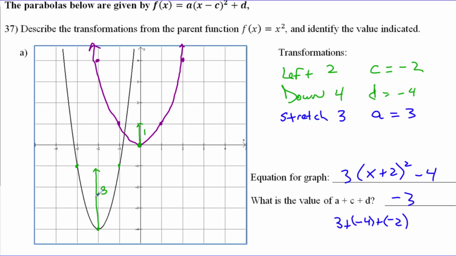Okay. So again, the A value is a little bit trickier, but just look for vertical changes. I can say that 1 unit up turned into 3 units up, and so that would be an A value of 3 to stretch it out. Okay, and that's it. We're done.